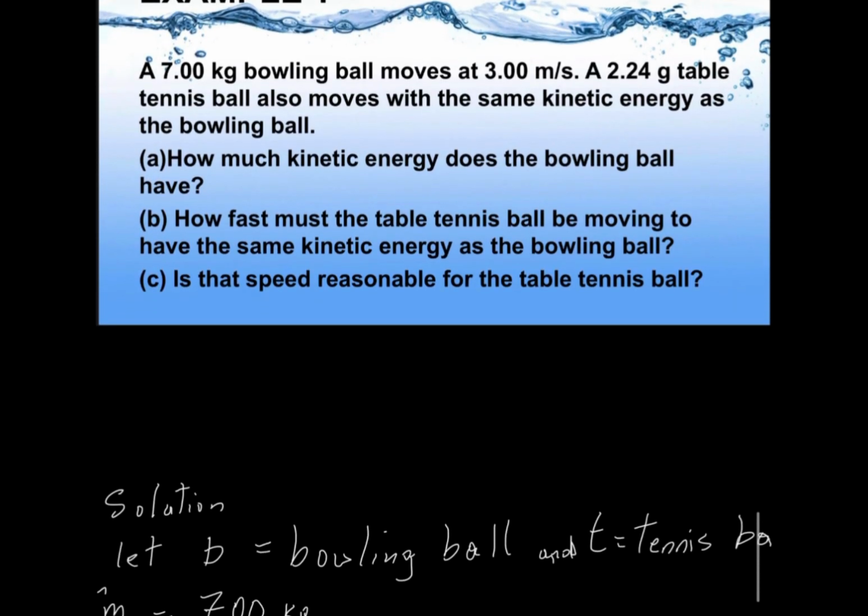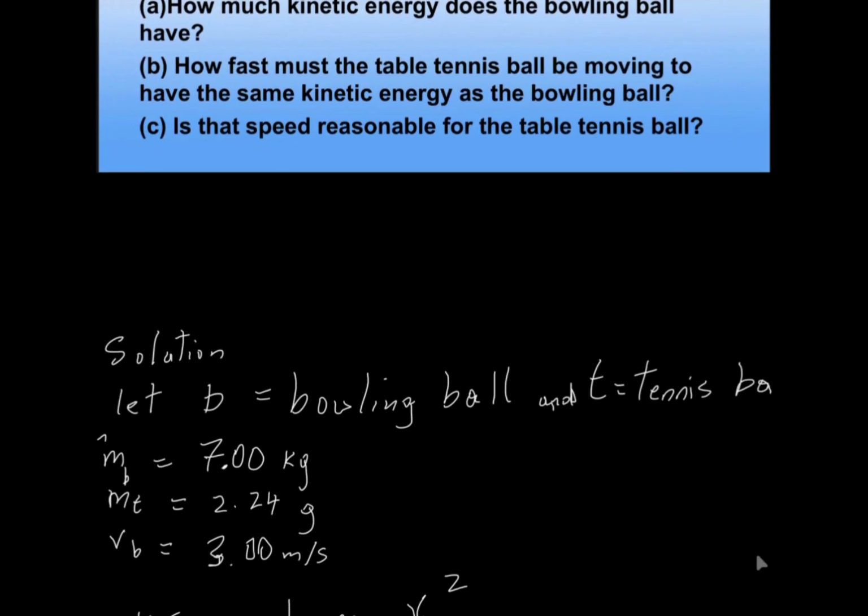Let's look at the solution. Let B be the bowling ball and T the table tennis ball. Then we can write M sub B is equal to 7 kilograms, M sub T is equal to 2.24 grams, and V sub B is equal to 3.00 meters per second. M sub B here was the mass of the bowling ball, M sub T the mass of the tennis ball, and V sub B the velocity of the bowling ball.